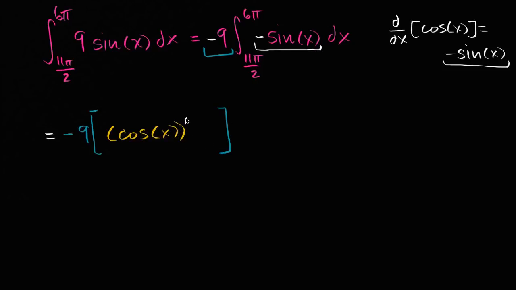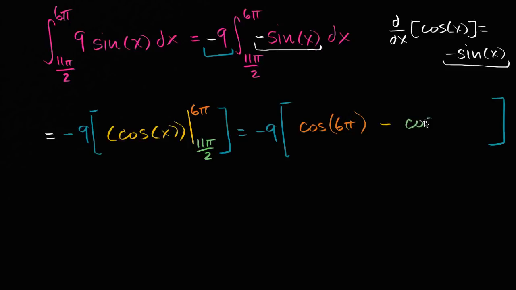and we're going to evaluate it at its bounds. We're going to evaluate it at 6 pi, and we're also going to evaluate it at 11 pi over 2. And so this is going to be equal to negative 9 times cosine of 6 pi minus cosine of 11 pi over 2.